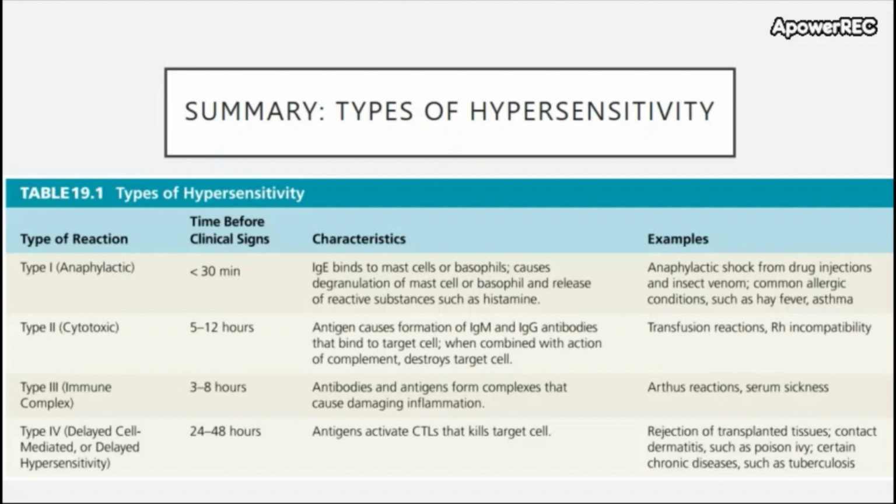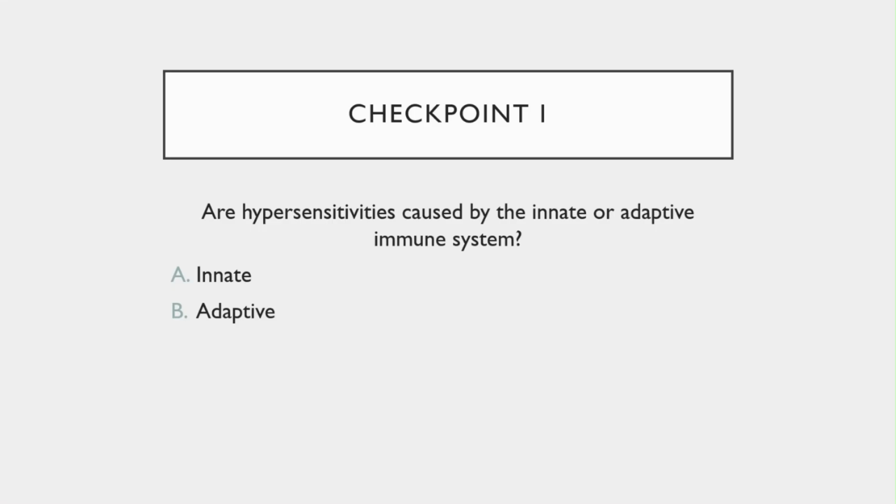And you should know that, okay, if it's less than 24 hours, but it takes a while, then that's going to be either type 2 or type 3. And type 4 will take usually much more than a day, 24 to 48 hours. Checkpoint 1. Are hypersensitivities caused by the innate or adaptive immune system?